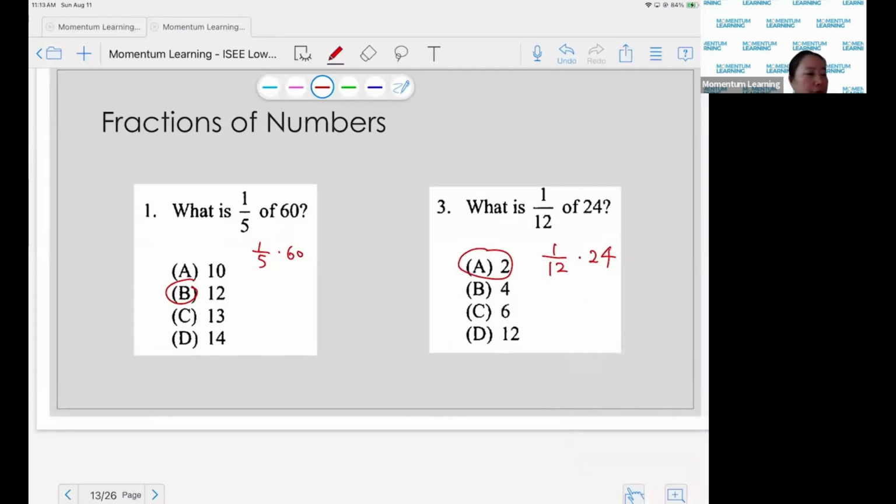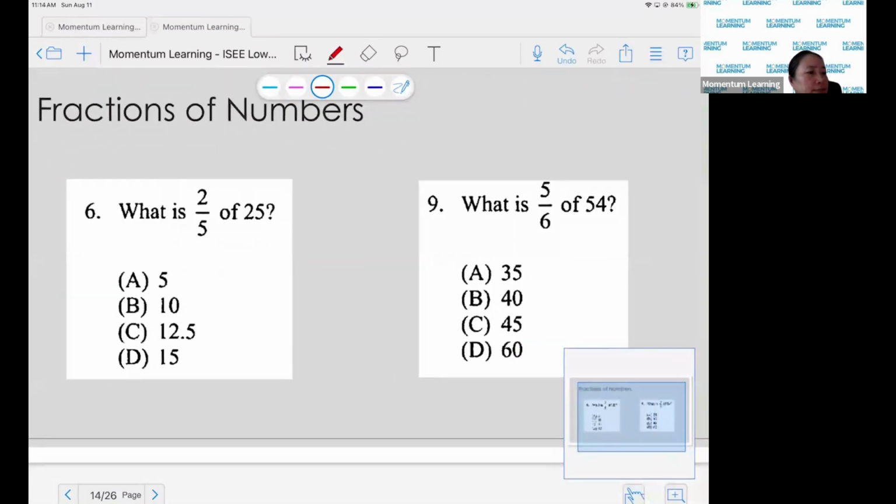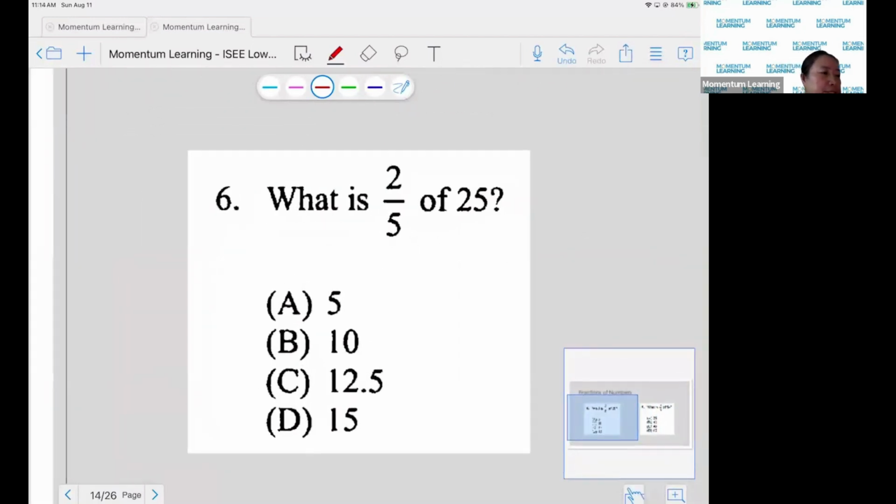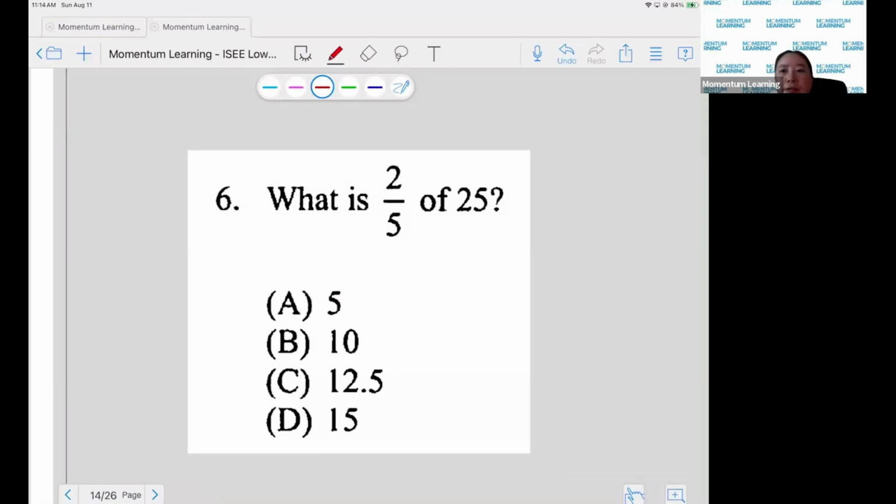Of course, we have some harder ones about fractions, but we can go over the strategy in the class. Because you guys did very well, I still want to do this one. Number 6. What is 2/5 of 25? When you type your answer, do not type the value. I need you to type A, B, C, or D.